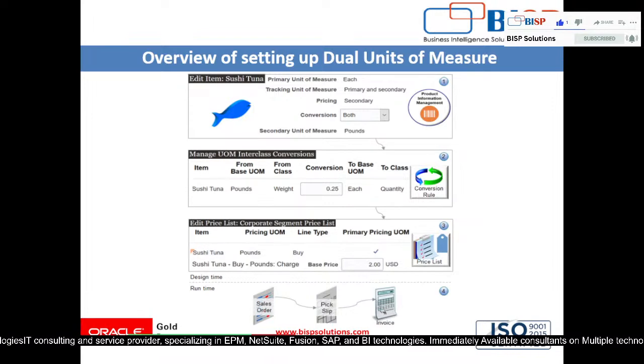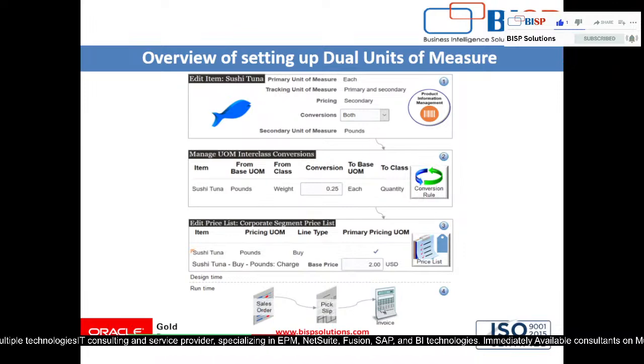Right. So the first one is while creating the item, you can set it. The second one is you can set it in setup and maintenance, that is the unit of measure interclass conversion. You can convert your unit of measure from primary to secondary, right? And the third one is you can set our item into the price list, right? So in this price list, you can set the primary unit of measure as pound, right? So that will be used in our order management, for pricing, for creating the invoicing, right?